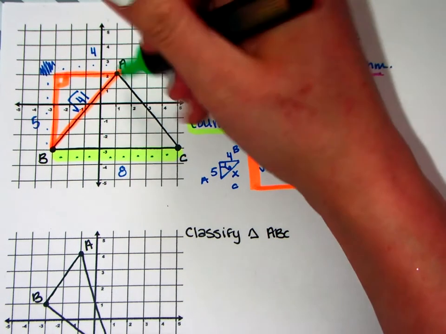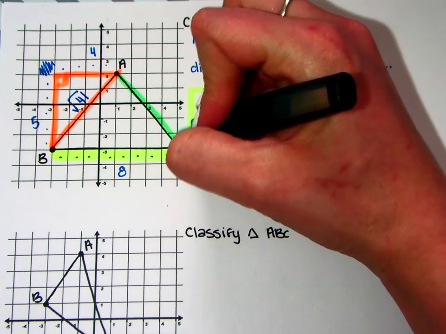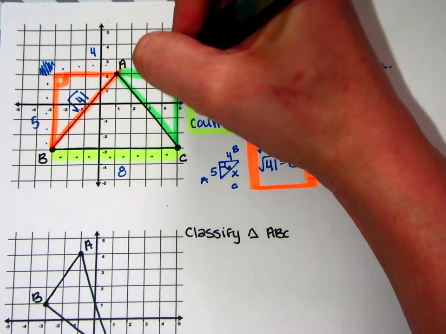Last thing we're going to do is find the distance of AC. So I'm going to build my right triangle up and off.